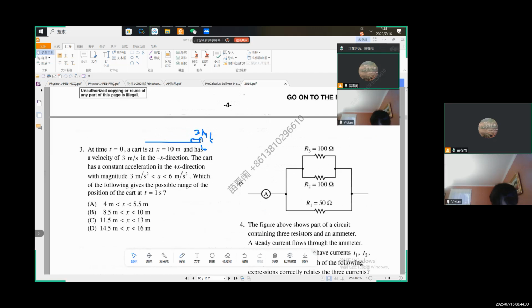So 3. Okay, so you just plug in these two. So then, yeah, you can have a range, right? One like the minimum, the other one maximum. Substitute. Which formula you want to use? x equals v0 t plus 1 half a t squared.